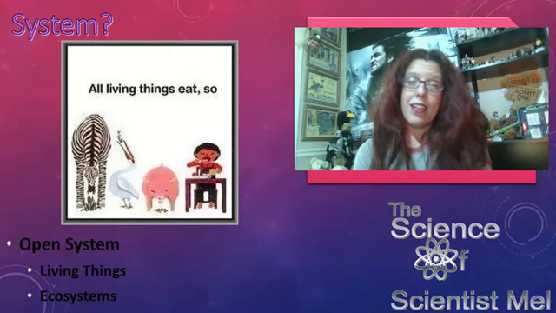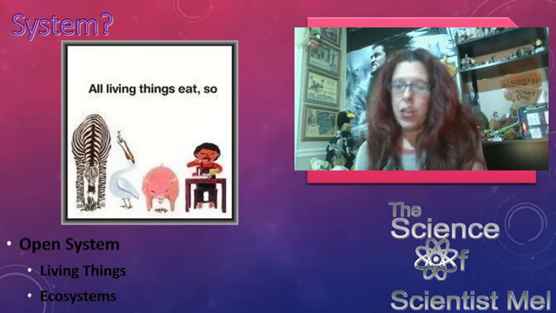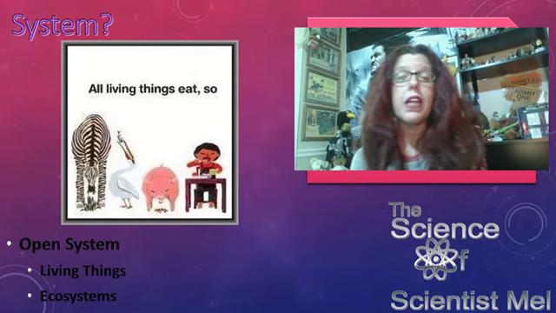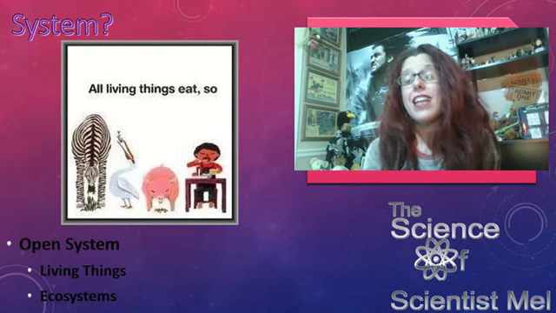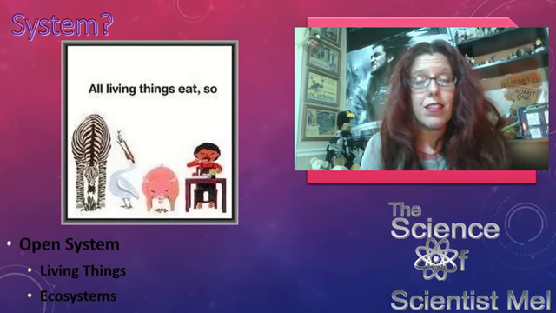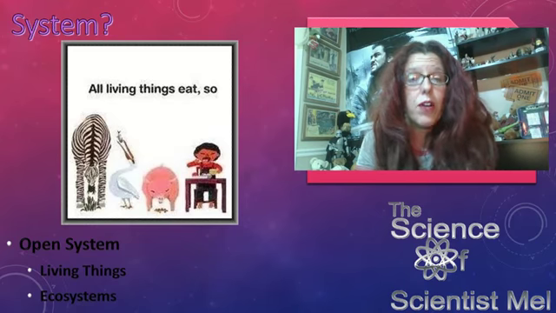However, living things eat. We exchange matter and energy with our surroundings, thus humans, animals, plants, microorganisms, and the ecosystems they reside in are all examples of open systems. We have energy come and go as well as matter.